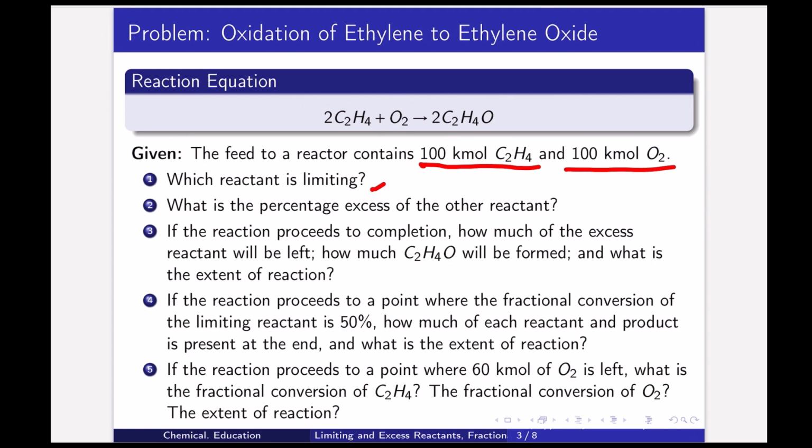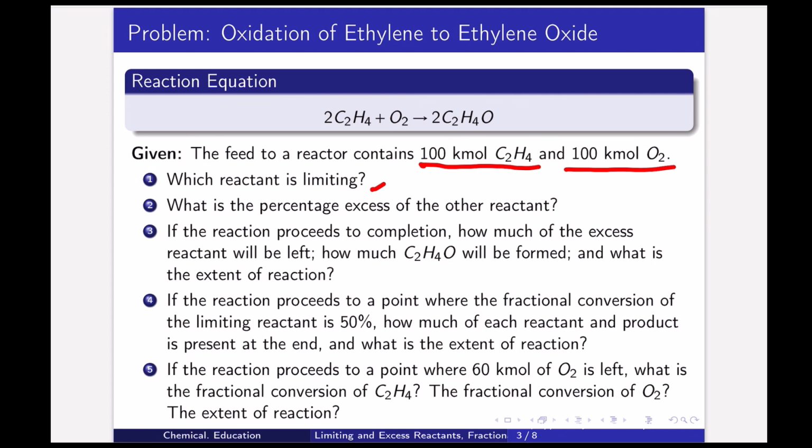And question number 4: if the reaction proceeds to a point where the fractional conversion of the limiting reactant is 50%, how much of each reactant and product is present at the end, and what is the extent of the reaction. And if the reaction proceeds to a point where 60 kilomole of oxygen is left, what is the fractional conversion of C2H4 and fractional conversion of oxygen, and finally the extent of reaction. So now I'm going one by one.